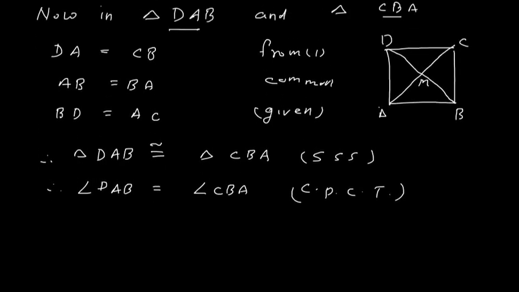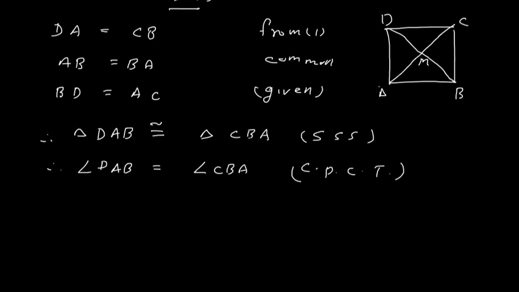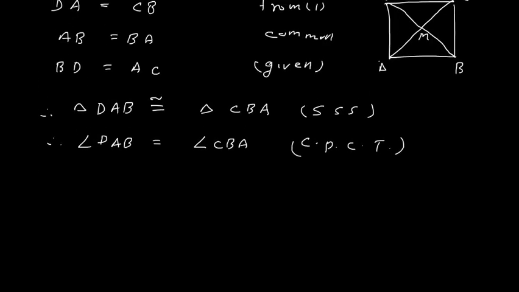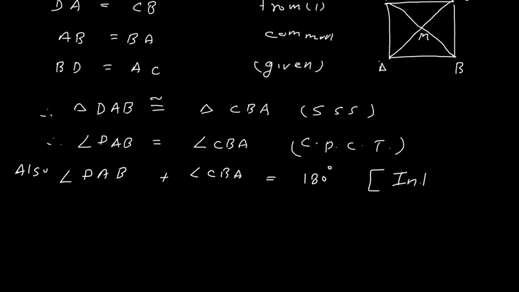ABCD is a rhombus. So interior angles are supplementary. So therefore angle DAB and angle CBA are equal, but also angle DAB plus angle CBA is equal to 180 degree. They're interior angles. Interior angles in rhombus.